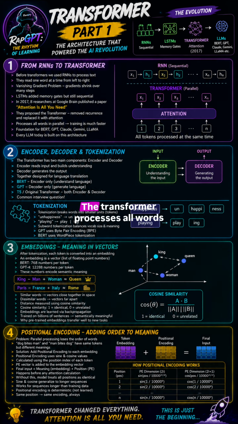The transformer processes all words in a sentence at the same time. This parallel processing made training dramatically faster. It became the foundation for BERT, GPT, Claude, Gemini, and LLaMA. Every large language model today is built on this architecture.